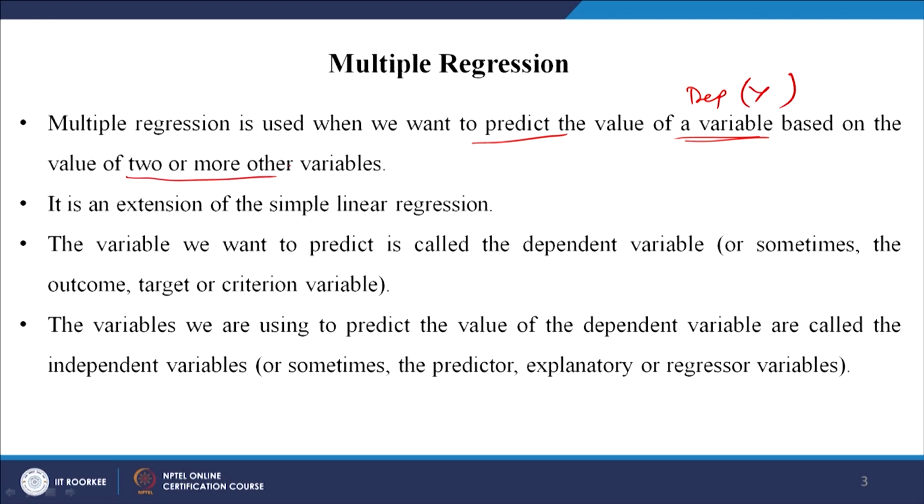Based on the value of two or more. If it was one, it was simple regression. So now, if there are two, x1 and x2, or it can go up to xn, so n independent variables in all. It is an extension of the simple linear regression. The variable we want to predict is called my dependent variable, or sometimes the outcome, target or criterion variable. The variables we use to predict the value of the dependent variable are called the independent variables, or sometimes the predictor, explanatory or regressor variables.